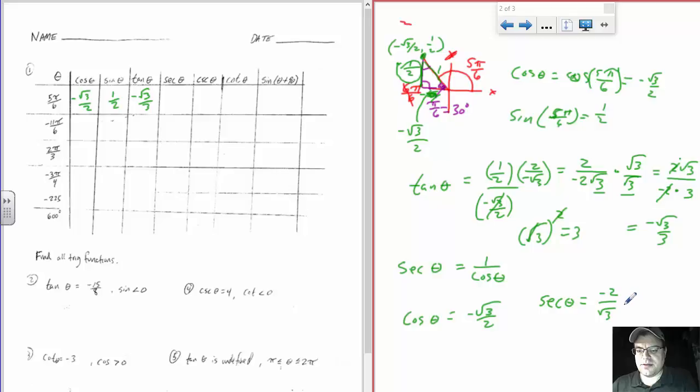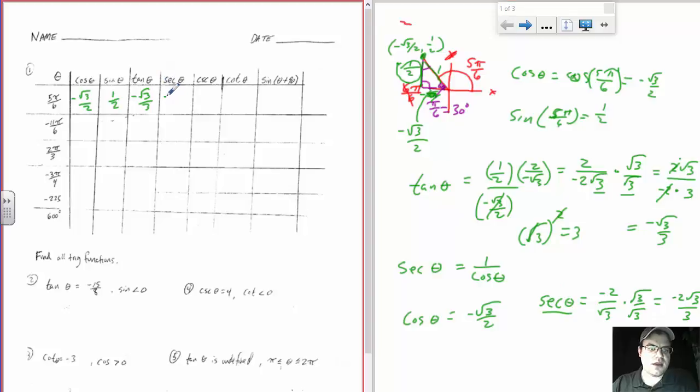Again, we can't leave a radical on the bottom, so we'll multiply top and bottom by root 3 and multiply straight across. So negative 2 times root 3 is negative 2 root 3, and root 3 times itself, of course, is 3. So the secant of this angle is negative 2 root 3 over 3. Okay, the cosecant. The cosecant is the reciprocal of sine. So if you take sine's answer and flip it, you'll get cosecant. The reciprocal of 1 over 2 is 2 over 1, so it's just 2.